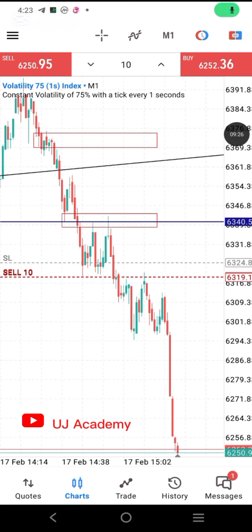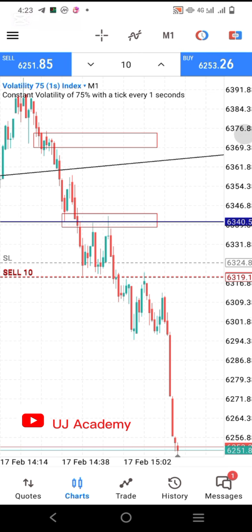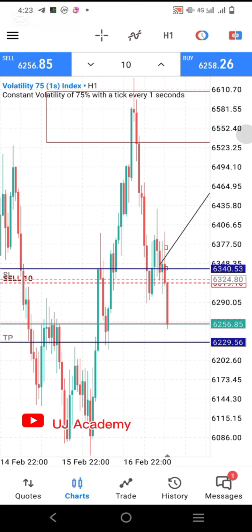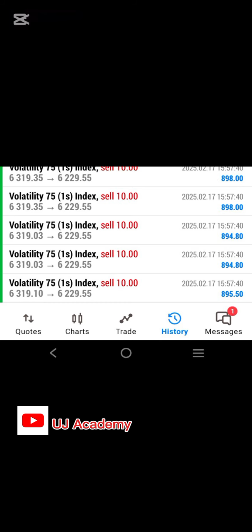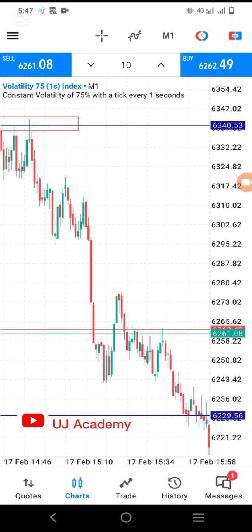Then lastly, go lower to 5 minutes or 1 minute to ensure that you get another entry, maybe like the pin bar or multiple upward rejection that will support your entry. So I got like 2 upward rejections which supported my entry. Then that is where I took my entry. So that is how to trade the head and shoulder pattern.